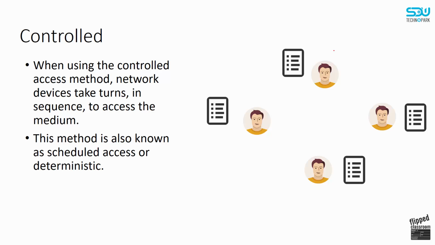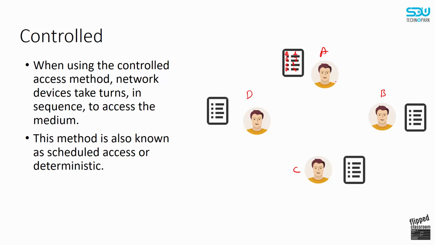If we take a look at the controlled type, when we use a controlled access method, network devices take turns, in sequence, to access the medium. This method is also known as scheduled access or deterministic. Let us take a look at an example where we have 3 or 4 people trying to communicate, and imagine that they have a schedule. For example, A will communicate at the first minute, B at the second minute, C at the third minute, and D at the fourth minute.